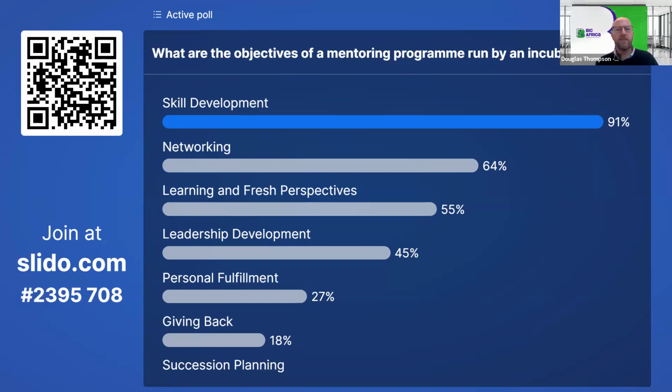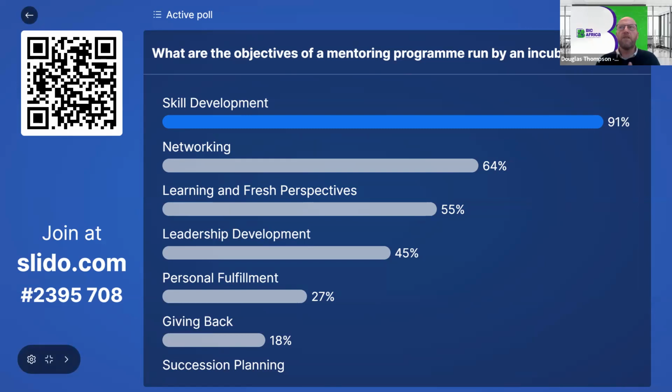Learning and fresh perspectives is a great one. Leadership development, absolutely. When we've been discussing the implementation of mentoring programs, the mentee really values mentors who can show how the mentee themselves can improve their leadership opportunities. I think that's a very key aspect indeed.